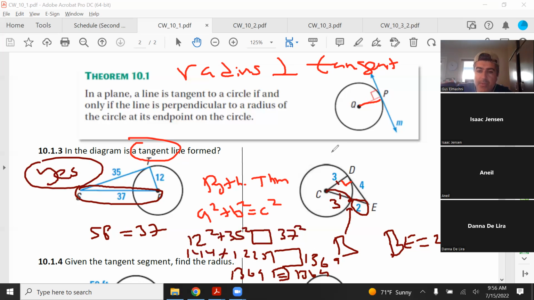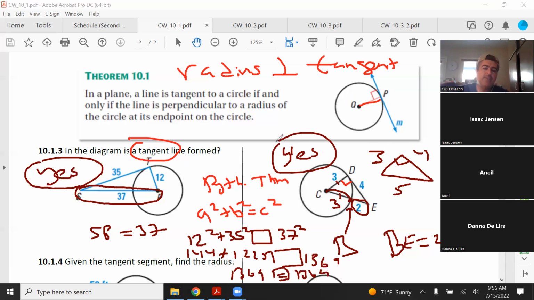And it's going to be yes for the other one also, because I have 3, 4, and that's 5. I know that forms a right triangle because you get 9 plus 16, that's 25. That's one of the typical right triangles. So it's a yes also. So when you're being asked if a line that's touching the circle is forming a tangent, what you're trying to do is prove it by using the Pythagorean theorem. Because if you have right angles, it should satisfy it, right?